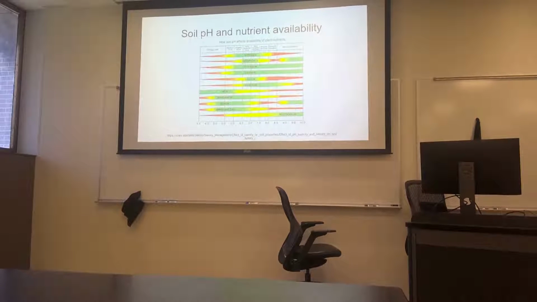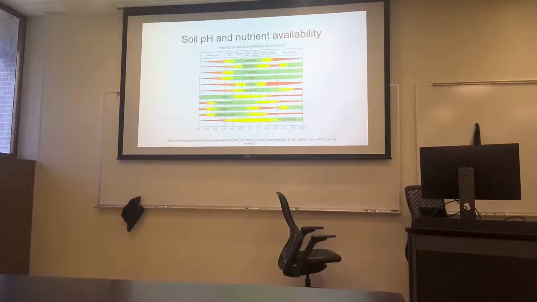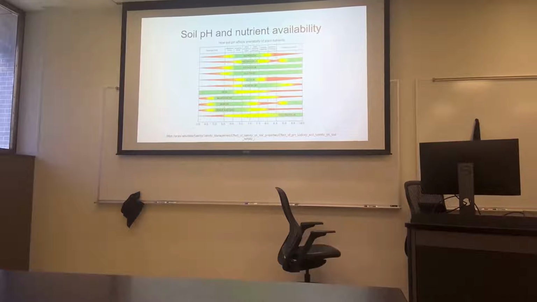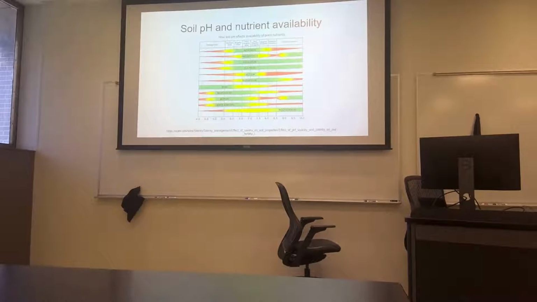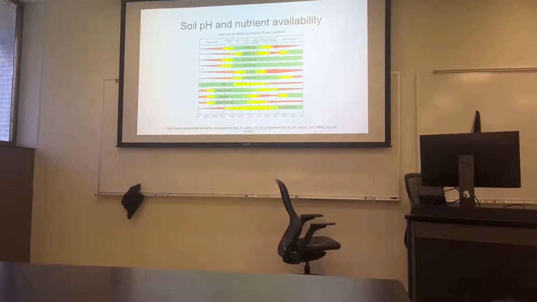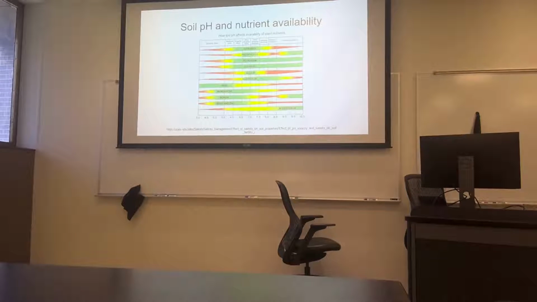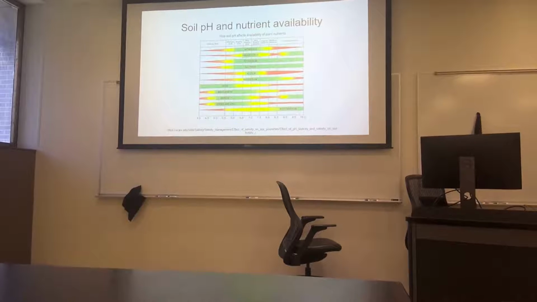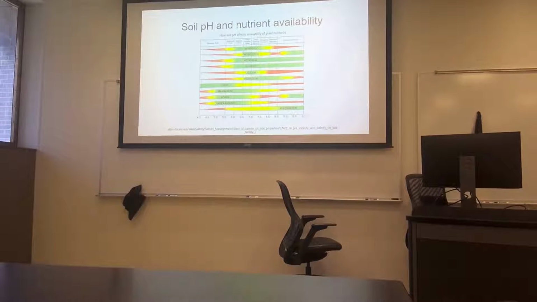Also, an important thing is the availability of those nutrients. So you can give this plant all of the nutrients that you want. You can fertilize that soil as much as you want. But clearly pH is important for these nutrients to be available for the plant. So what can you tell me about availability of nutrients and pH?